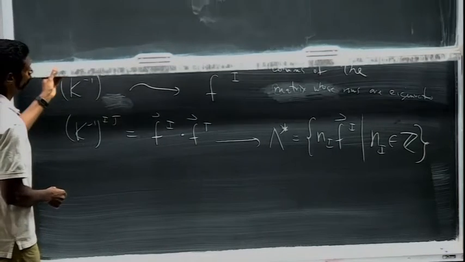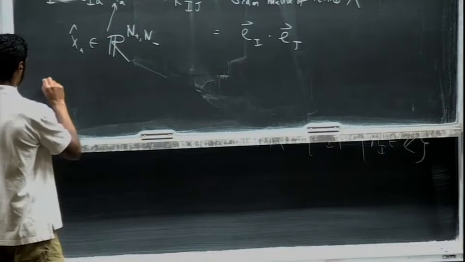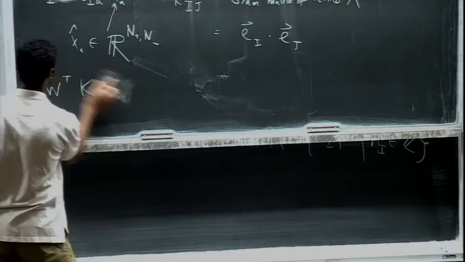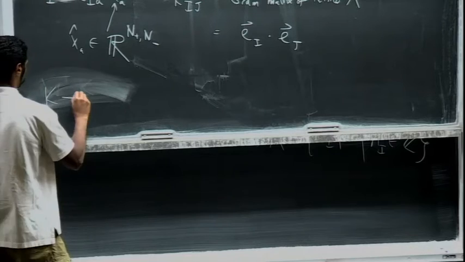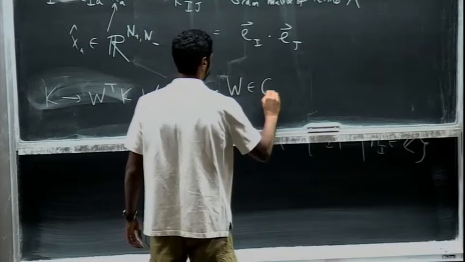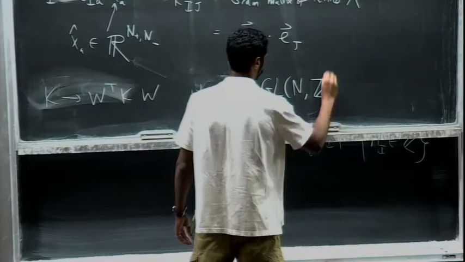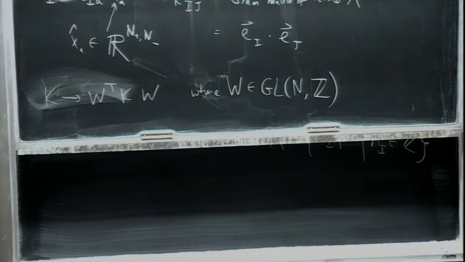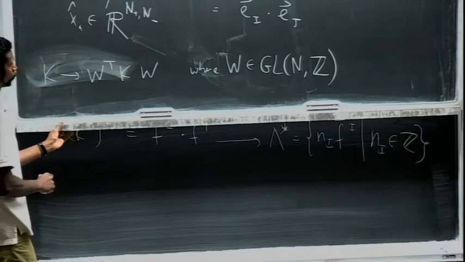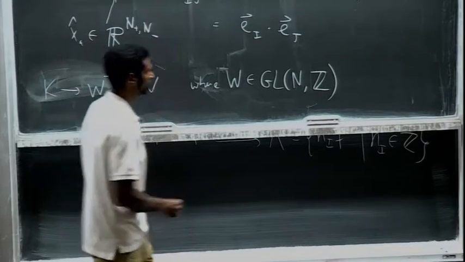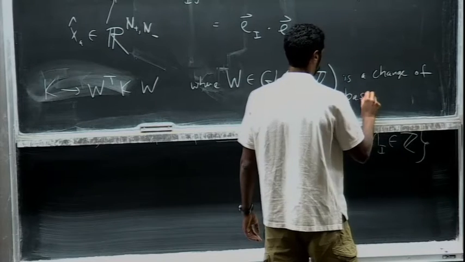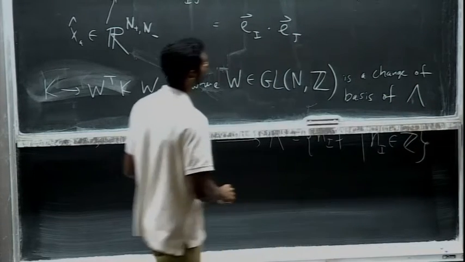Okay. Now, we're also here, I should say, free to perform transformations, W K, where W is in GL(n, Z). So it's a matrix of integers that's invertible, okay? Therefore it has determinant plus or minus one. Such a transformation, if you think about what it does, is a change of basis of the lattice lambda.